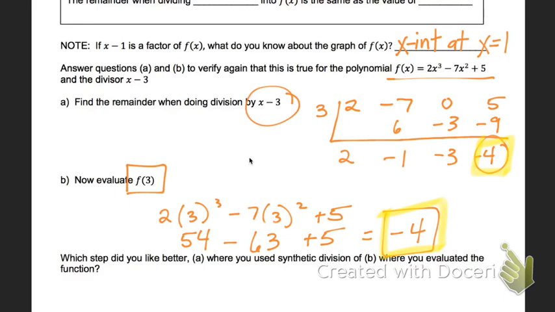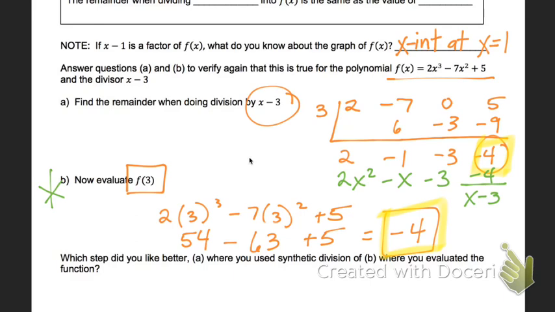If I said give me the entire function, like 2x² minus x minus 3 minus 4 over x minus 3, then you would have to do synthetic, because I'd be asking for the whole long thing. But if I just said what's the remainder, then you could certainly do step B instead, and it would be up to you to decide whichever one you want.